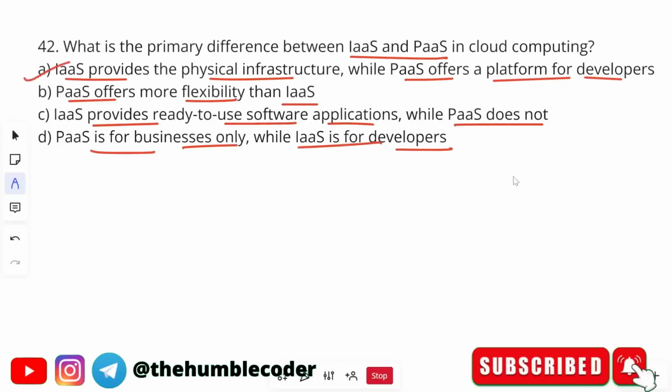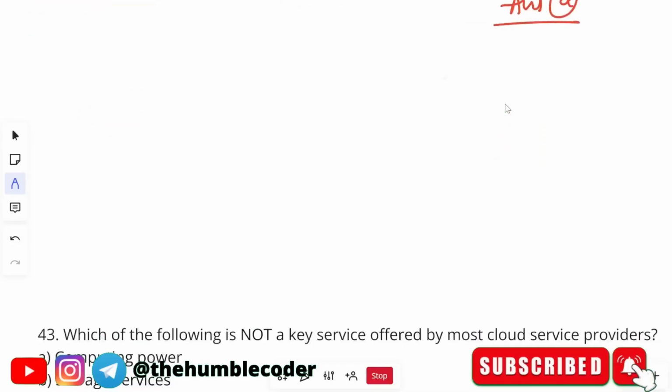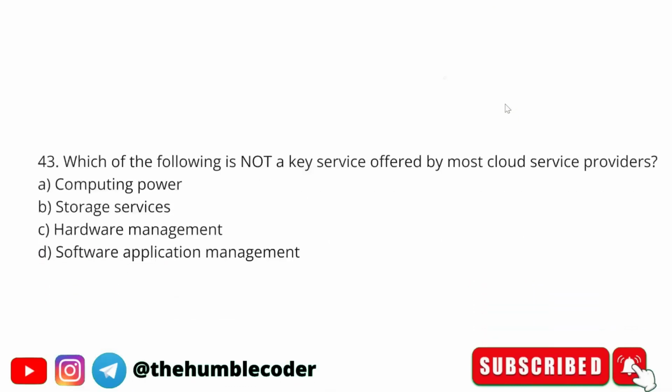So guys, the correct answer for this is option number A, which is IaaS provides physical infrastructure, while PaaS offers a platform for developers. Moving on to the next question that we have.